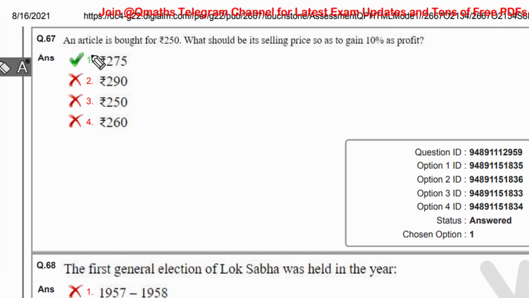Another simple question. An article is bought for 240 rupees. Then he is asking selling price, so that there is a profit of 10%. So you can always do like this. Profit is 10%, right? Then this is equals to 10 by 100. So it becomes 1 by 10.